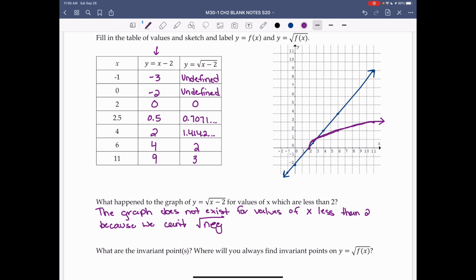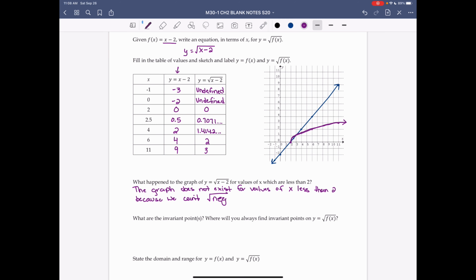What are the invariant points? Where will you always find invariant points on y equals the square root of f of x? We know that invariant points are the points where the graphs intersect, so the original function and the new function have the same x and y values at that point. We can see one of them: x equals 2, y equals 0, because we have y equals 0 for both functions.